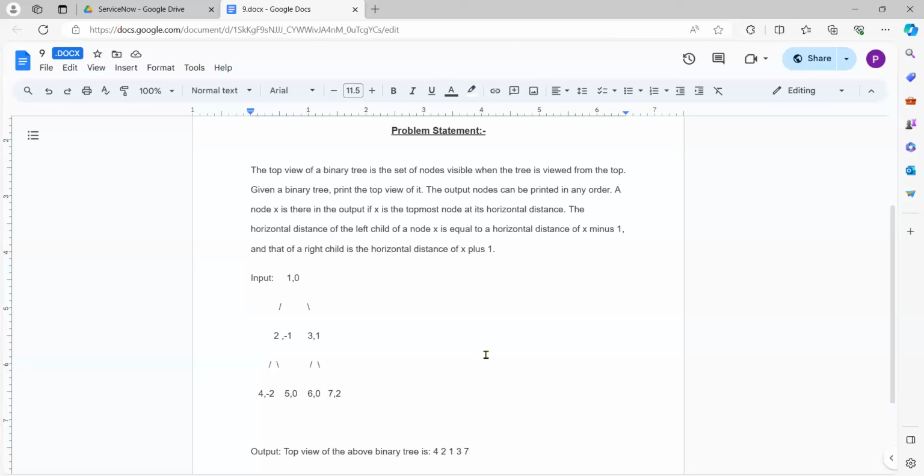You are given a binary tree. You have to print nodes which will be visible from the top. Okay, if you look at it from the top side. Now, how you will solve this one? I hope you understood the problem. Now, it is purely on implementation how you will solve this.